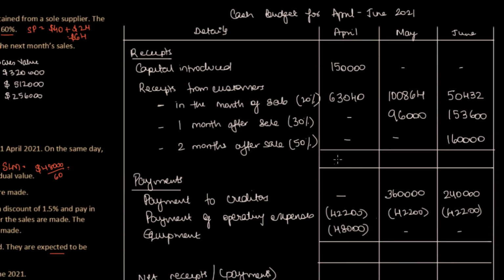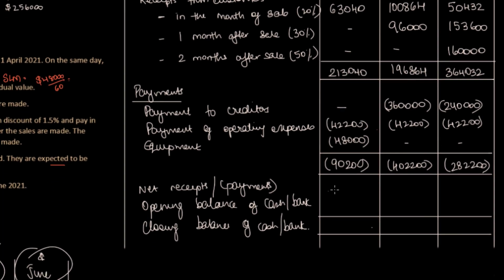Okay, for April, the total of receipts: 213,040, 196,864 and 364,032. And doing the payments total also: 90,200, 360,000 and 240,000. I'm going to put it in brackets, and 400 to 200, 282,200. Now calculate the net receipts and payments.